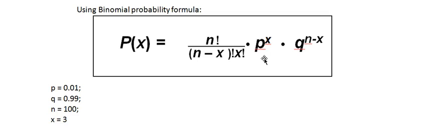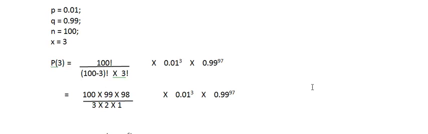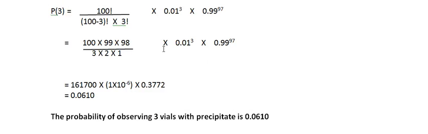In this case, P is 0.01, to the power of X here, which is 3, multiplied by Q, which is 0.99, to the power of N minus X. In this case it is 100 minus 3. So this is what we got. Now putting in all those values, we will get the answer. The probability of observing 3 vials with precipitate is 0.0610.